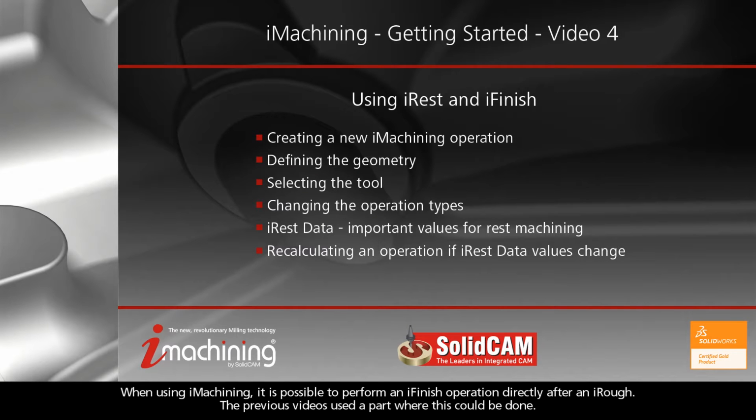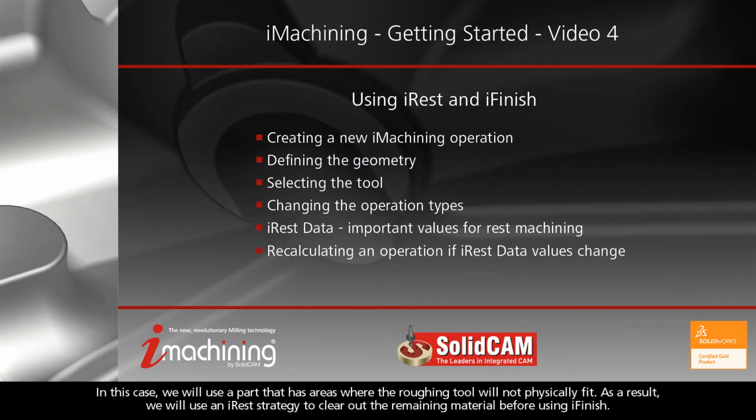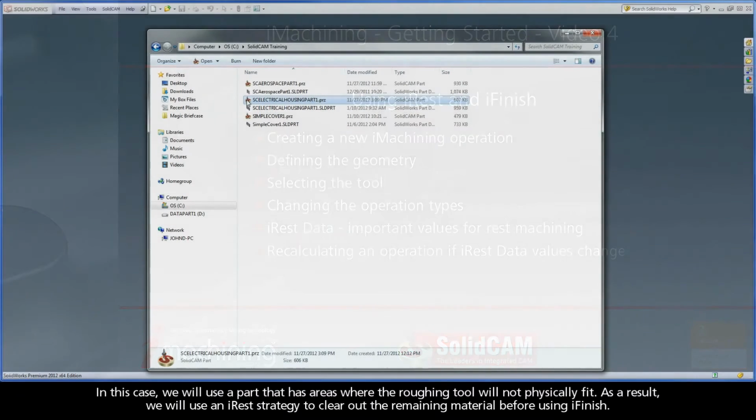When using iMachining, it is possible to perform an iFinish operation directly after an iRough. The previous videos used a part where this could be done. In this case, we will use a part that has areas where the roughing tool will not physically fit. As a result, we will use an iRest strategy to clear out the remaining material before using iFinish.